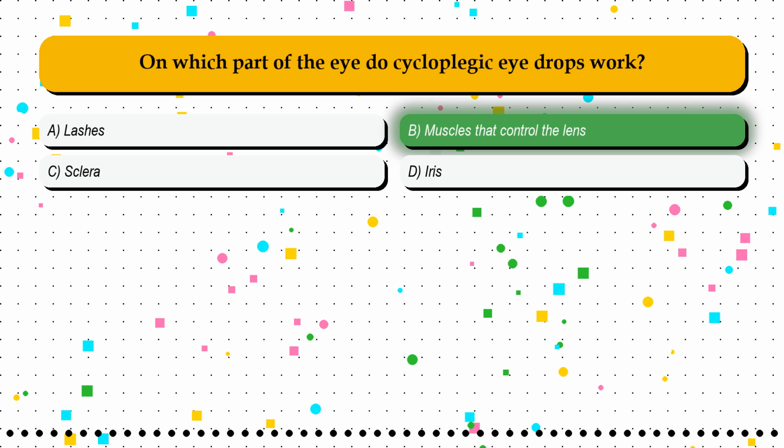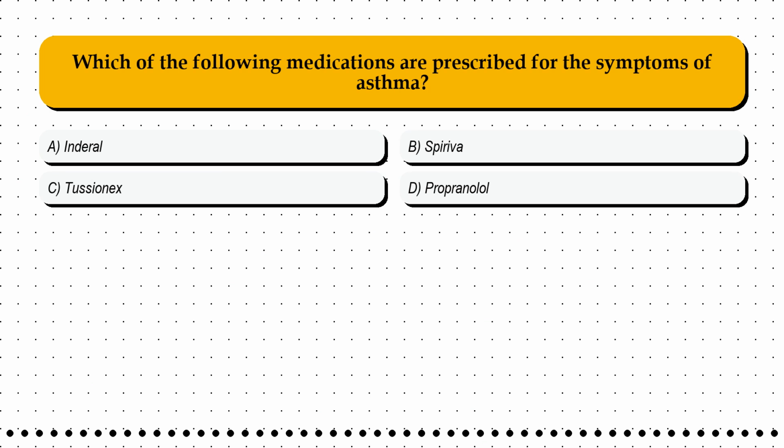The correct answer is option B. Muscles that control the lens. Question 62. Which of the following medications are prescribed for the symptoms of asthma? Option A. Inderal. Option B. Spiriva. Option C. Tussionex. Option D. Propranolol.